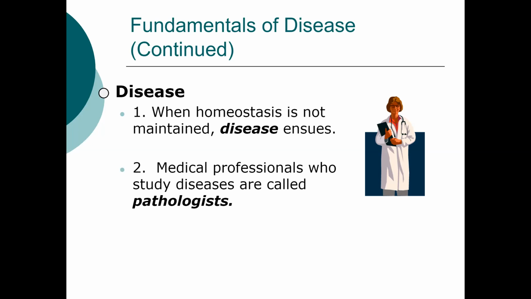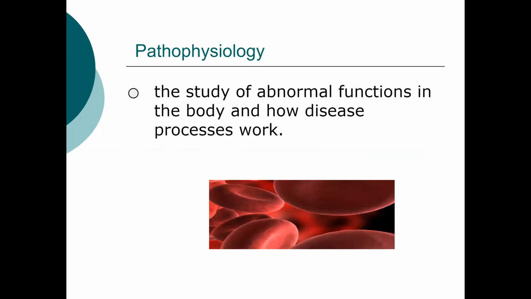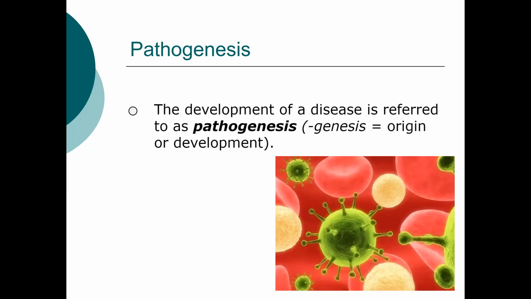So once again, the people who study diseases are pathologists. There are two common specialties, anatomic and clinical pathology. Remember, pathophysiology is the study of abnormal function in the body and how the disease process works. The beginning or the origin of any disease in the body is known as pathogenesis.